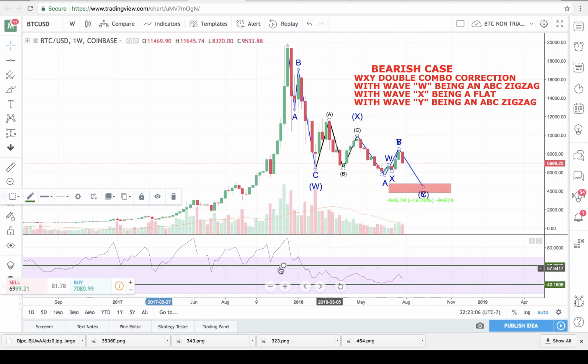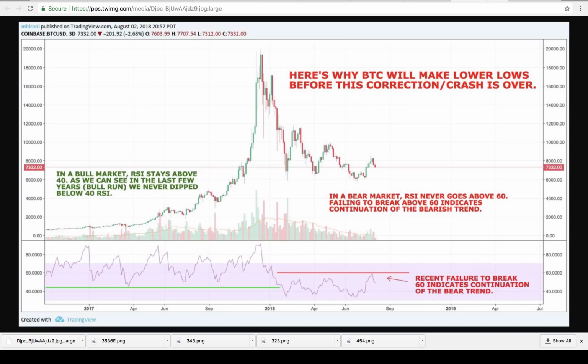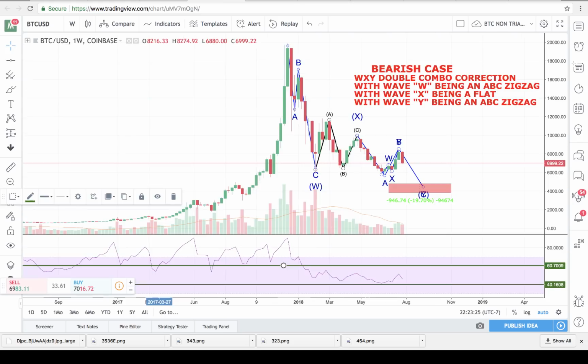So on the weekly, as we can see, during this bull market, we maintained a level above 60 for the most part. We had a couple of dips below, but we maintained this 40 support. And in the bear market, as soon as it started, we have been unable to cross above 60. Just as we have been unable to cross above 60 on the 3-day chart, in the same way, we have been unable to cross above 60 on the weekly chart.